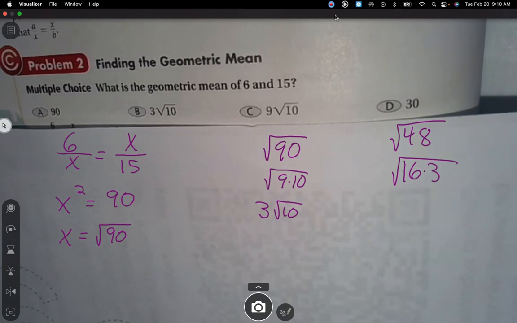Does everybody know that 16 is a perfect square? So you have to find a perfect square times a number. It has to be the biggest perfect square that can go in it. Otherwise, you're not simplifying it enough. What's the square root of 16?